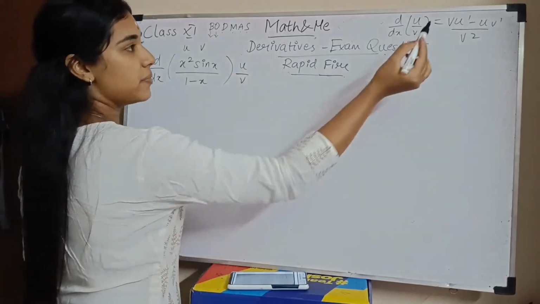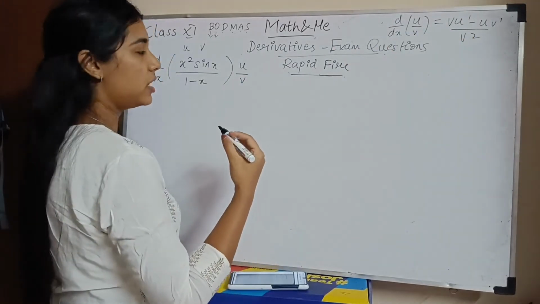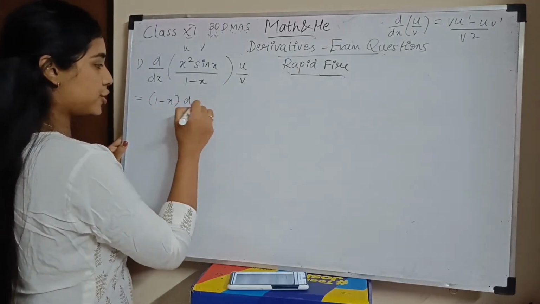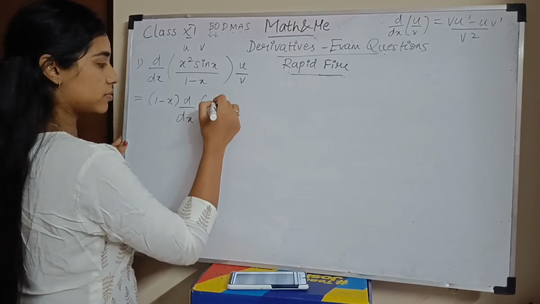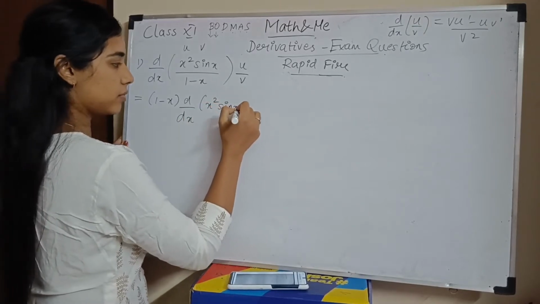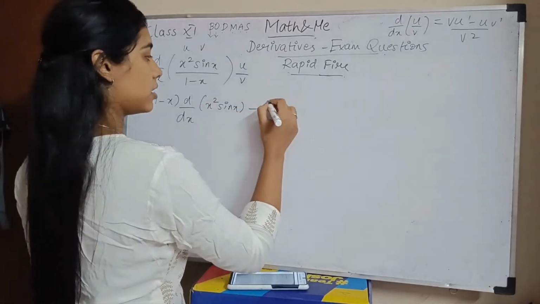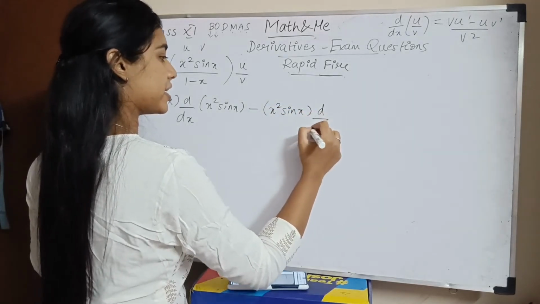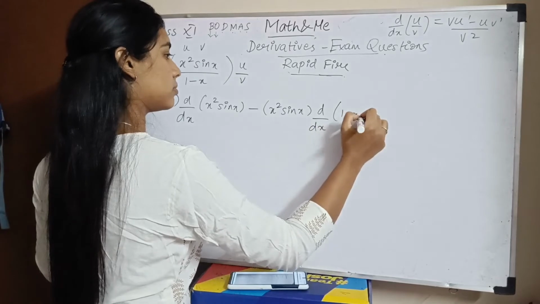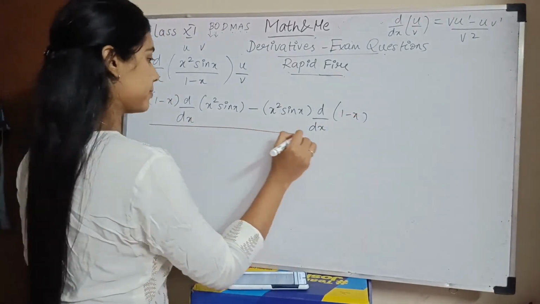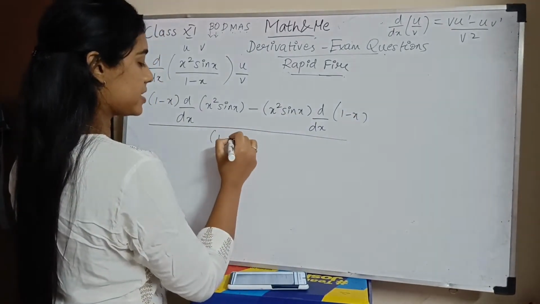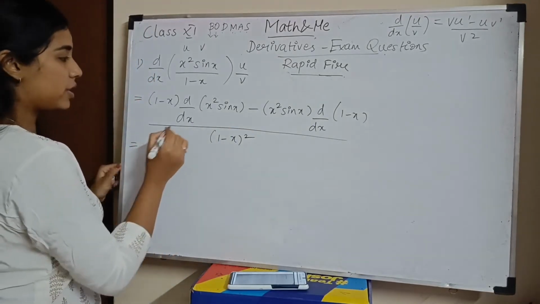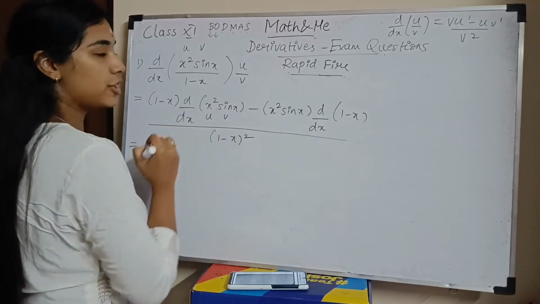What is the formula for division? v u dash minus u v dash by v square. So v u dash minus u v dash, divided by v square. Correct?